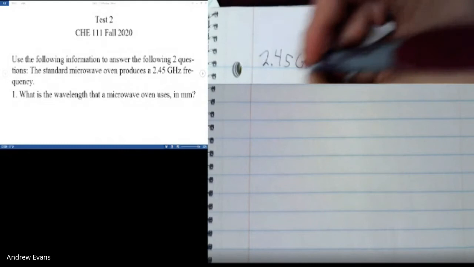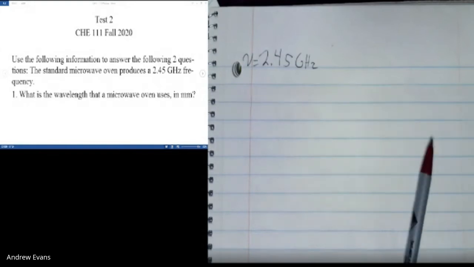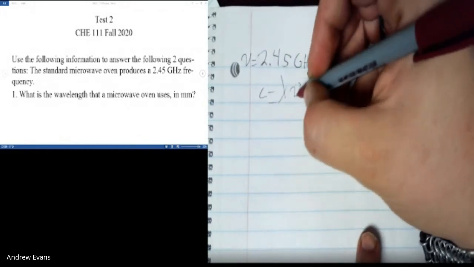Question 1, use the following information to answer the following 2 questions. A standard microwave oven produces a 2.45 gigahertz frequency. So nu is 2.45 gigahertz. What is the wavelength that a microwave oven uses in millimeters? So we want to go from frequency to wavelength in millimeters. To do this, we have c equals lambda nu.